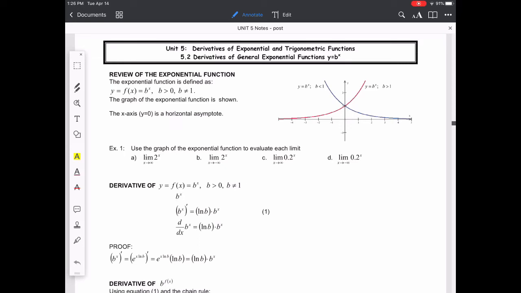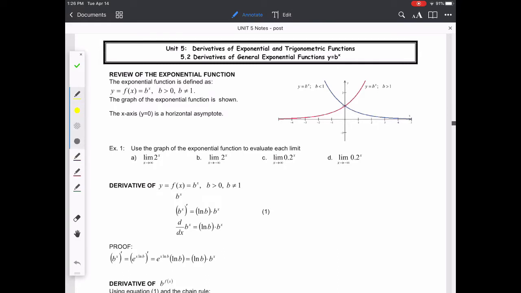We're going to start lesson 5.2, which is derivatives of a general exponential function, y equals b to the x. We've seen this function in grade 11U, and we're going to just keep on going with it when we're taking derivatives. It's going to be kind of interesting. We can actually see what the functions look like for the standard b to the x.